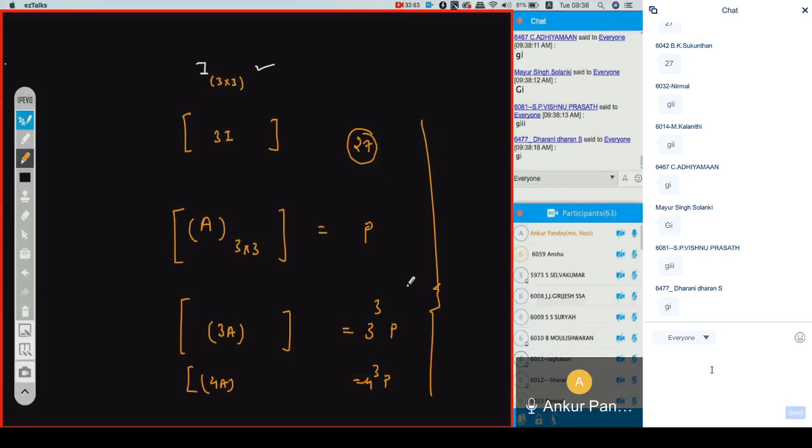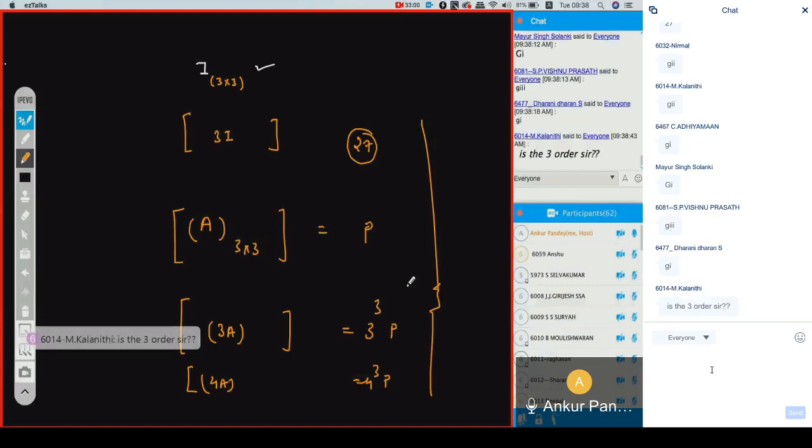Determinant is... okay, many properties and all. Clear? And the prominent question is the order, sir. Yeah, here also the order is 3, the same one. Okay.